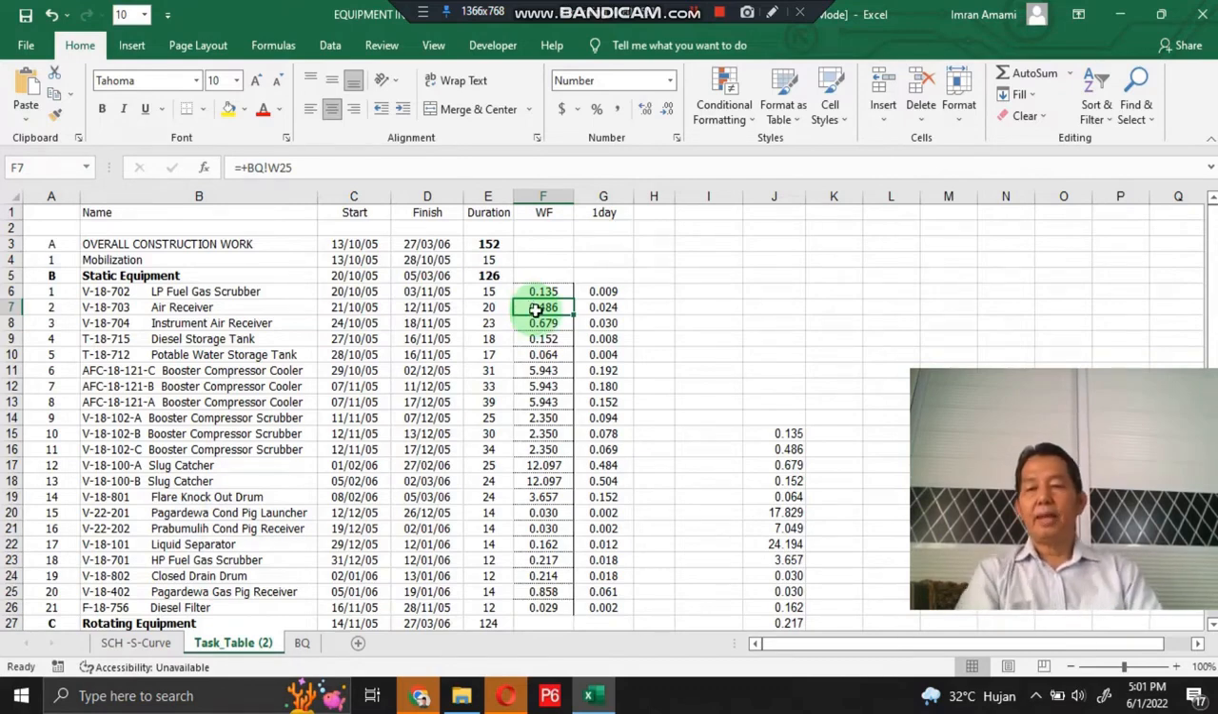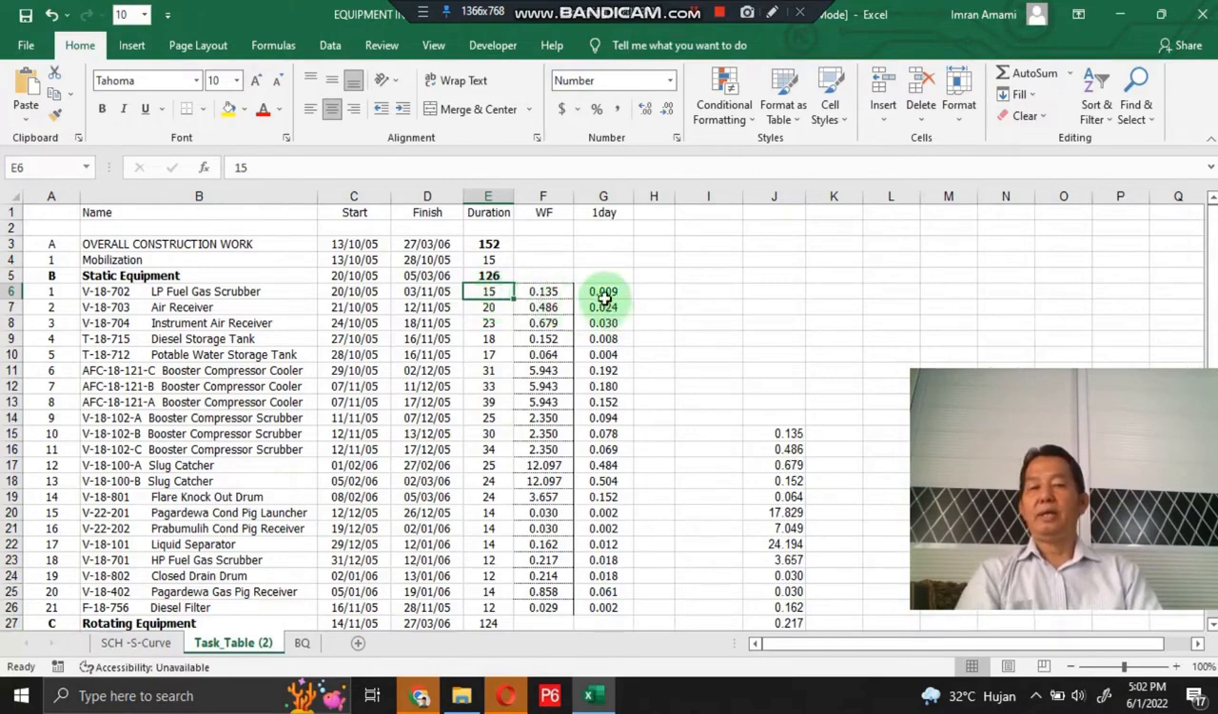Next, in this cell is the work factor for 1 working day, obtained from cell F6 here, which is the work factor based on contract price, divided by cell A6. Cell A6 here is the work schedule, this is the work duration, namely the work duration for LP fuel gas scrubber.